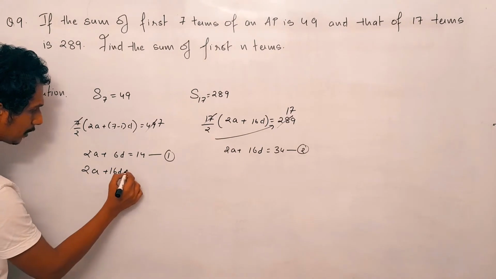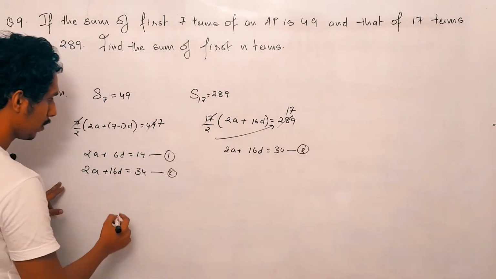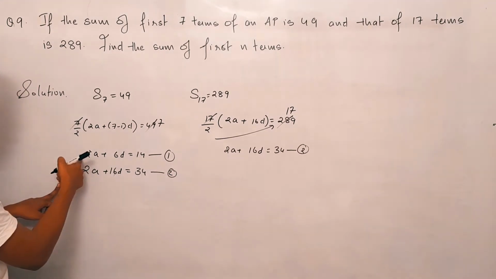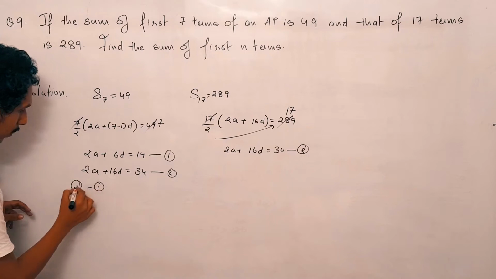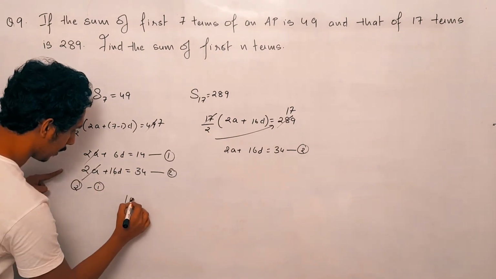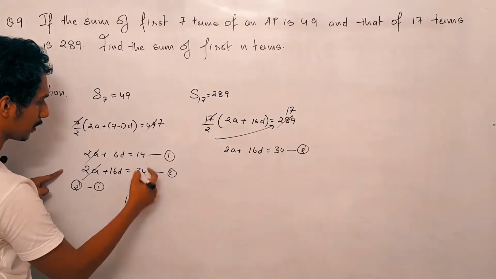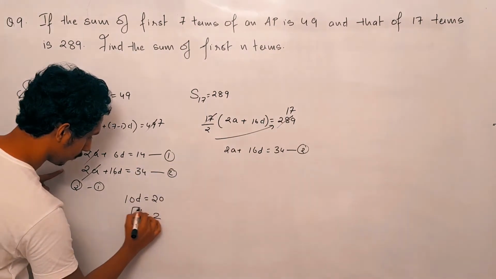You get 2a plus 16d is equal to 34. Question number 2. So what happens? Can I subtract 2 minus 1? Yes, 2 minus 1. So this 2a gets eliminated. 16d minus 6d is 10 times d. This 34 minus 14 is 20. Or you get d equal to 2.